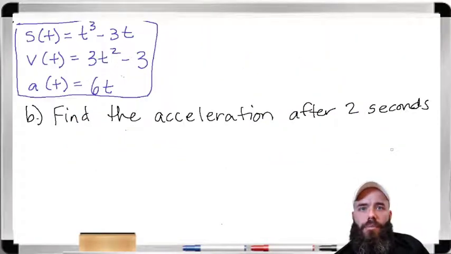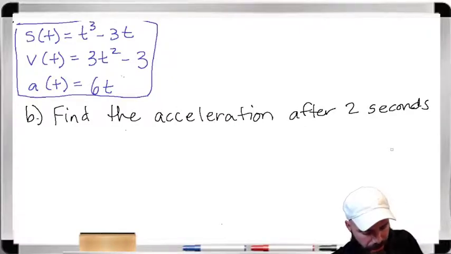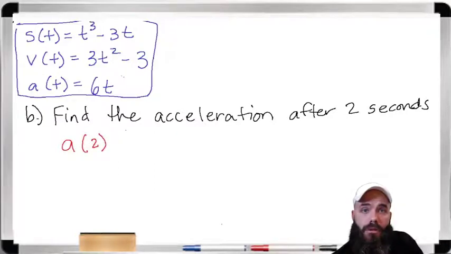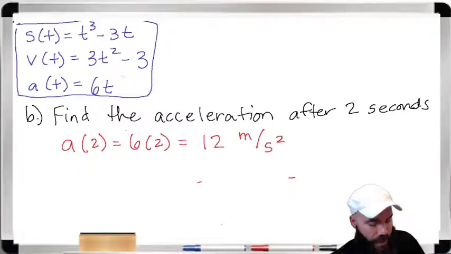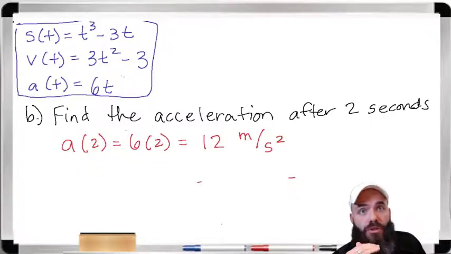All right, let's say we're presented with a problem to find the acceleration after 2 seconds. Well, now we have the function that models our acceleration. And so if I'm asked to find the acceleration after 2 seconds, I would say, well, that's a of 2. So acceleration at 2 seconds, which is 6 times 2, which is 12 meters per second squared. So make sure your units are correct.